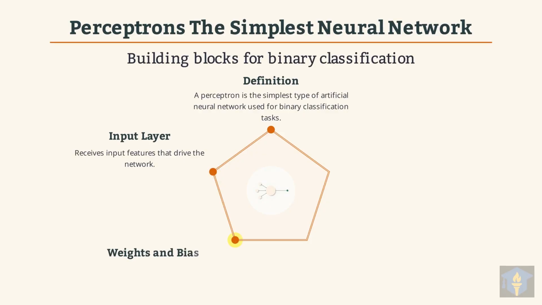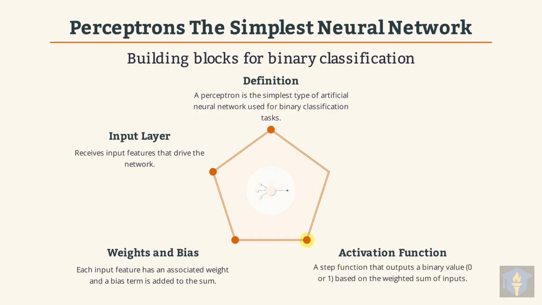Crucially, each input feature is associated with a weight, and a bias term is also incorporated. Each input feature is multiplied by its unique weight, and then a bias term is added to this cumulative sum. Following this, the activation function determines the perceptron's final output based on the processed input. It's a step function that converts the weighted sum into a binary output, either 0 or 1.